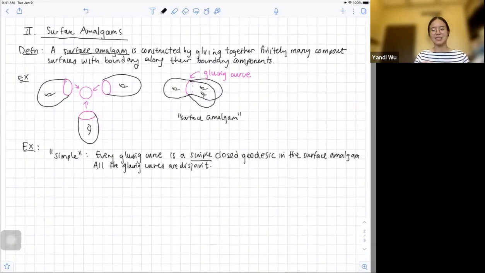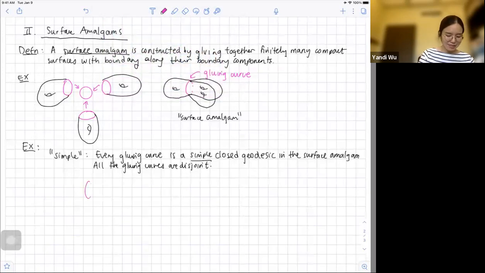The reason that I want this condition is that if I restrict to these simple surface amalgams, I get some really nice properties for my space. For example, my surface amalgam is CAT(-1), which is a really nice property. I also get that the fundamental group is Gromov hyperbolic. Those are all good properties to have if I restrict to simple surface amalgams, so that's the reason for my restriction.